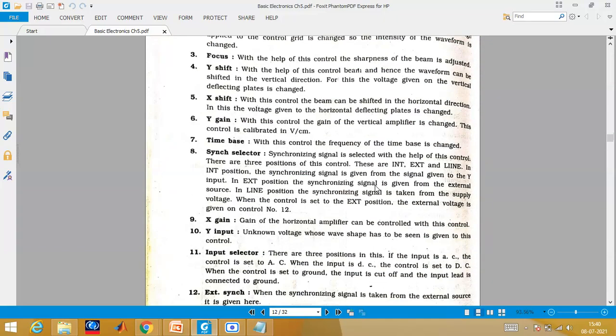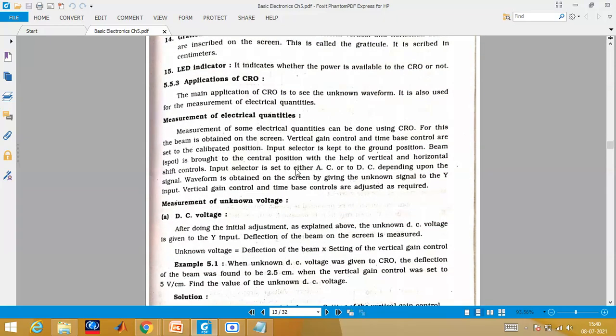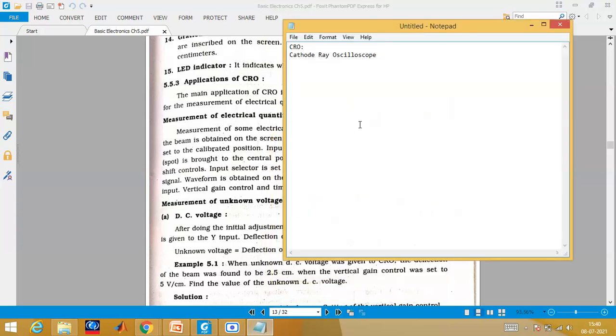Now, applications of CRO. As I told you, whenever you want to measure any unknown waveform, or any electrical quantities, we use a CRO, which will give you the amplitude and the time period. The CRO cannot provide the frequency directly, but you can calculate it from the time period, and it gives you the amplitude.